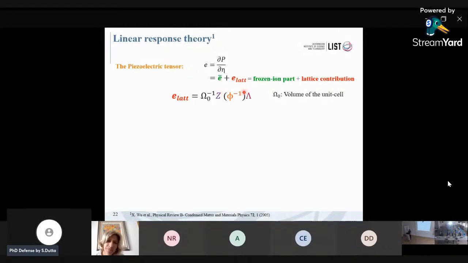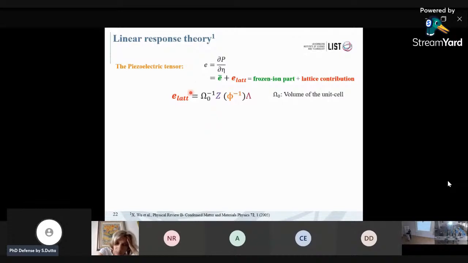On the other hand, there is the lattice contribution. You apply strain and allow your atoms to relax in response to that strain, and you get the lattice contribution. In most cases, this lattice contribution is the main response, and this lattice part can be expressed like this. Let me explain this equation.